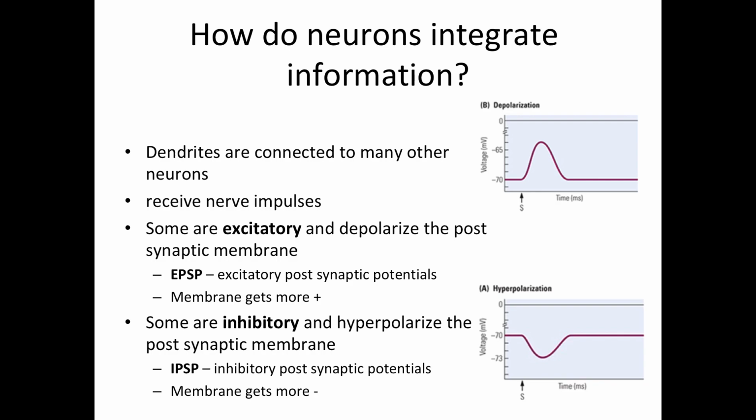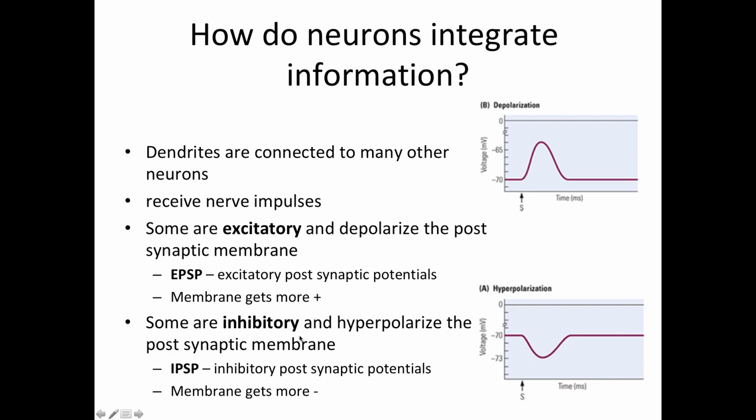So an EPSP would literally be this. It is excitatory, so it will make the cell more likely to fire an action potential. It gets a little bit more positive or a little bit less negative, and it's excitatory. So remember, EPSP stands for excitatory postsynaptic potential.